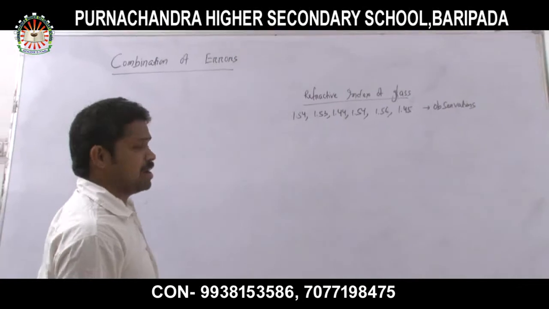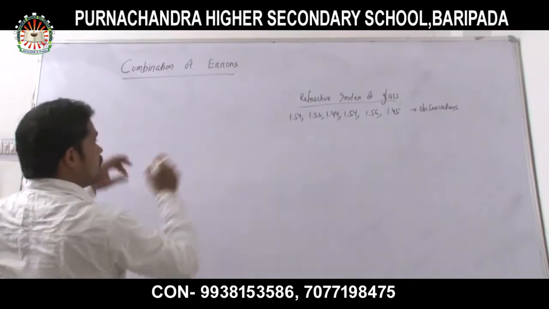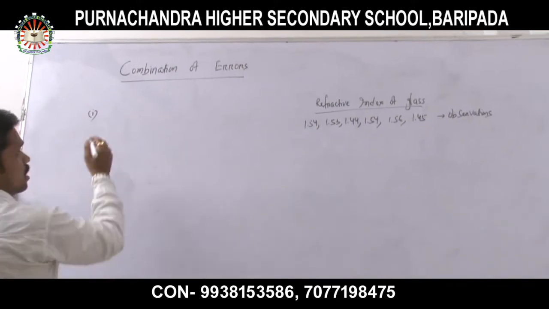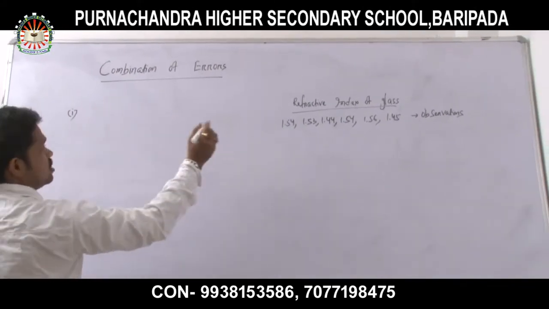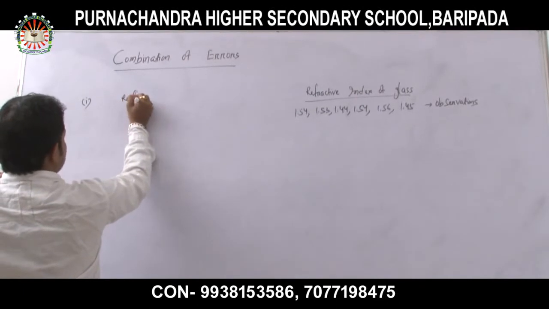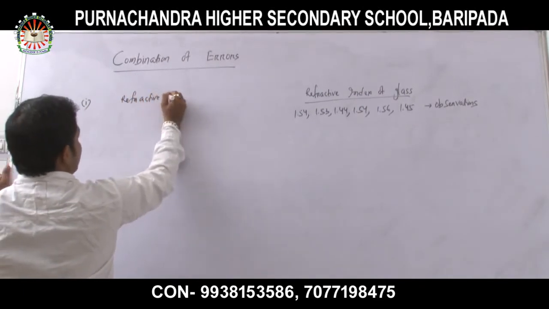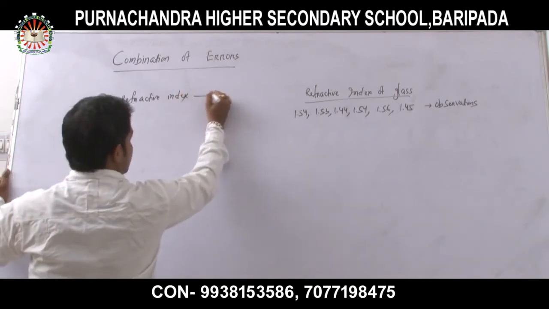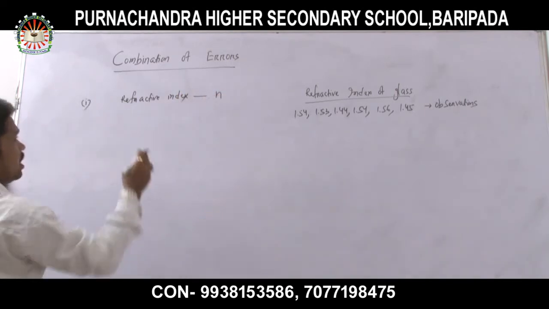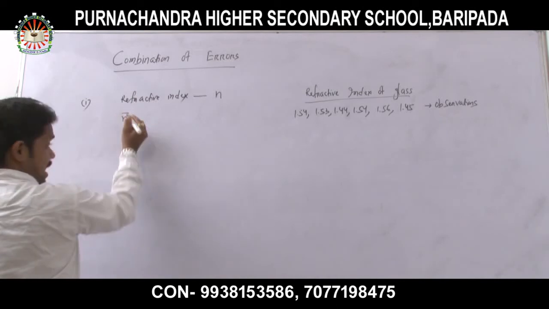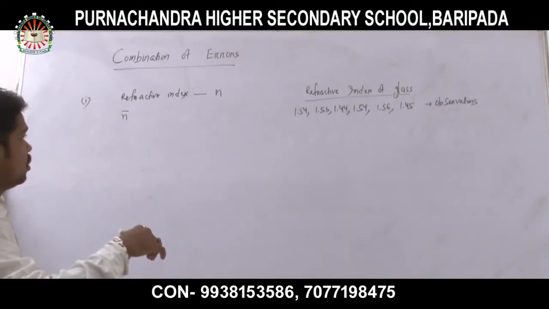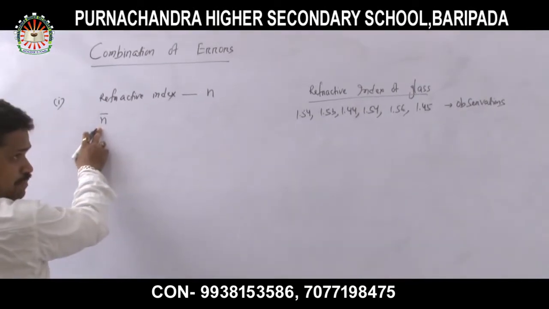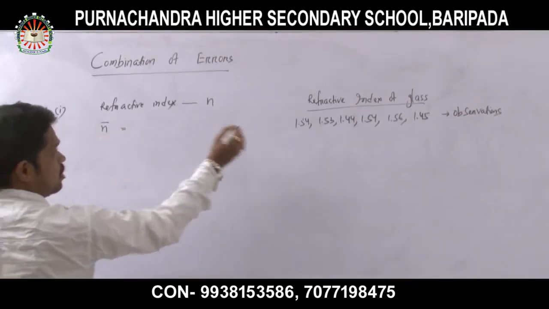So what we are going to find out one by one, step by step. In the first step of random errors, our physical quantity is the refractive index. Let us denote the physical quantity as n. First we have to find out n bar, as we have discussed in the previous video. This is the mean. So n bar is equal to how much?